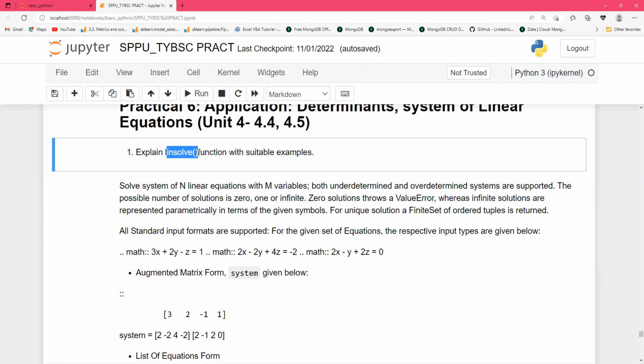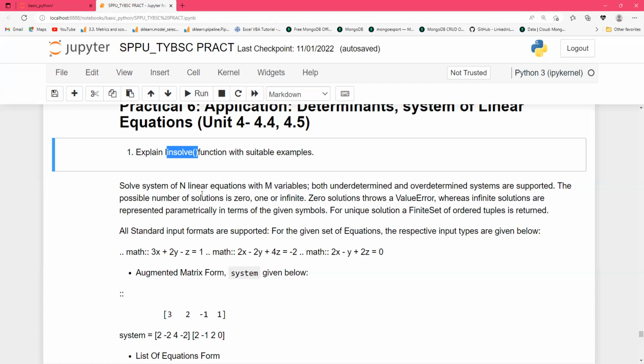Okay, guys. So this linsolve function is in the NumPy library and in the SymPy library also. NumPy is a big library and SymPy is a sub library of NumPy. So this method holds for both NumPy and SymPy, but we will see this in SymPy. It will solve a system of n linear equations with m variables. Both undetermined and overdetermined systems are supported. That means we can find the solution of any linear system of equations.